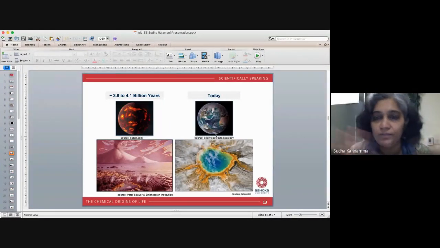How does Earth look today? The famous phrase, right? A pale blue dot, like Carl Sagan said.